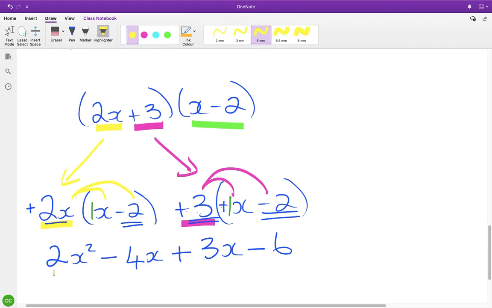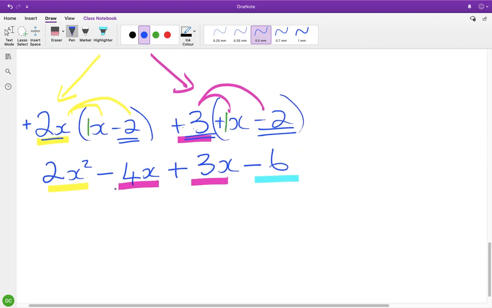So families, we have x squared family. We have x, and there's 2 of them. And then we have the constant families, nothing else in there. So this is 2x squared. This, now, minus 4 plus 3 is minus 1 for the x family, and then minus 6.